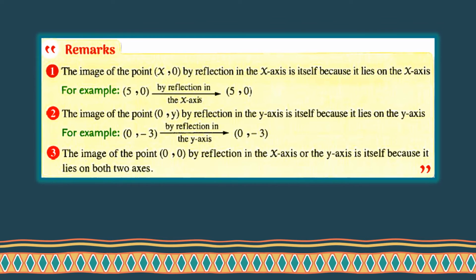The image of the point (0, y) by reflection in the y-axis becomes itself because it lies on the y-axis. For example, (0, -3) by reflection in the y-axis, what happens? Change the sign of the first projection, so the answer will also be the same, (0, -3). The image of the point (0, 0) by reflection in the x-axis or y-axis becomes itself because it lies on both axes, so the answer will be the same.